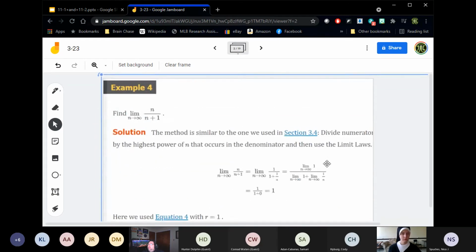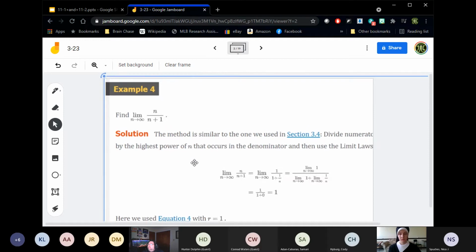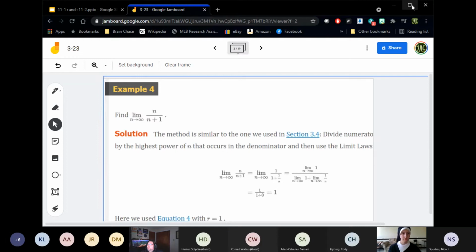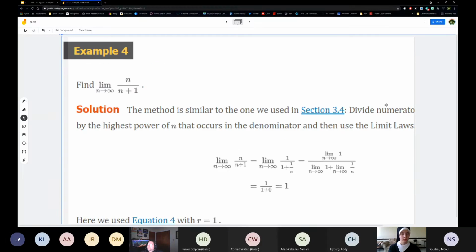All right. So in this one, we've got the limit as n goes to infinity of n over n plus 1. So actually, I'll make this a little bigger. Can everybody see that? Or do I need it bigger? That's fine. Okay.